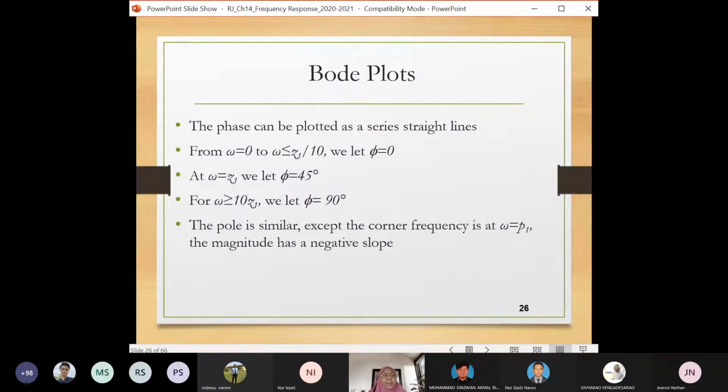And the pole is similar, except that the corner is at omega equals the pole's value. P stands for the poles, Z stands for the zeros. And the poles always have a negative slope. A simple zero slope is 20 dB per decade. For a pole, negative 20 dB per decade. For a double pole or double zero, it becomes 2 times 20, which is 40 dB per decade.